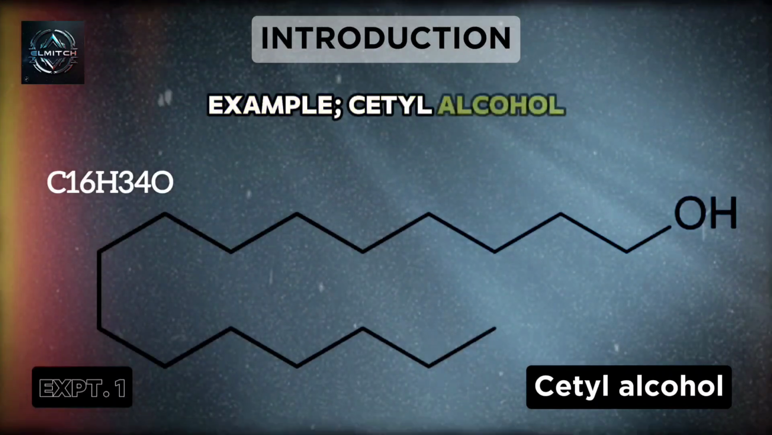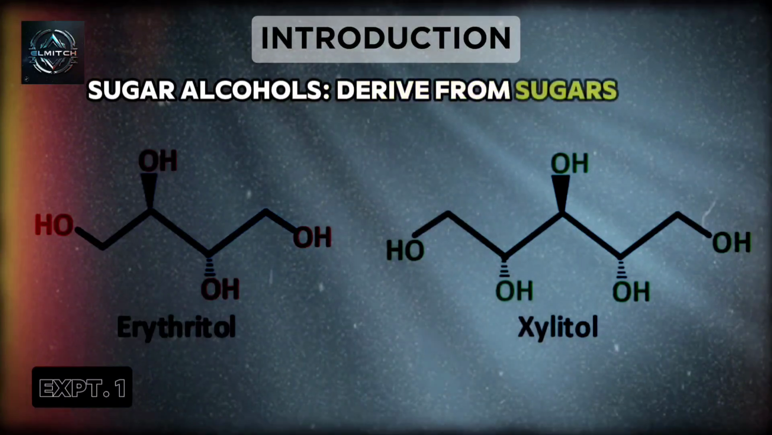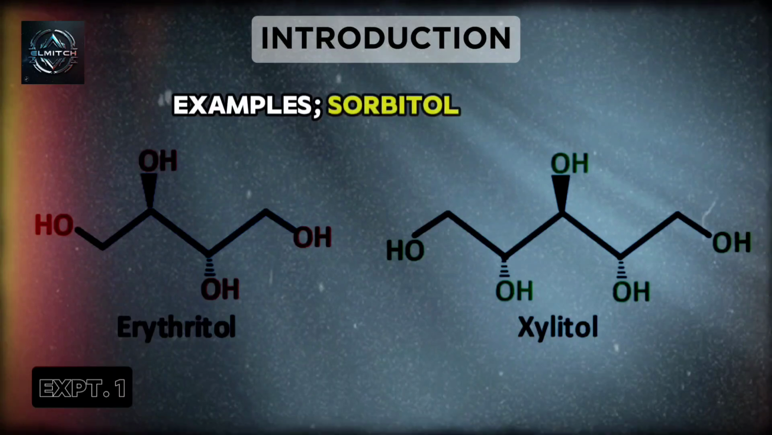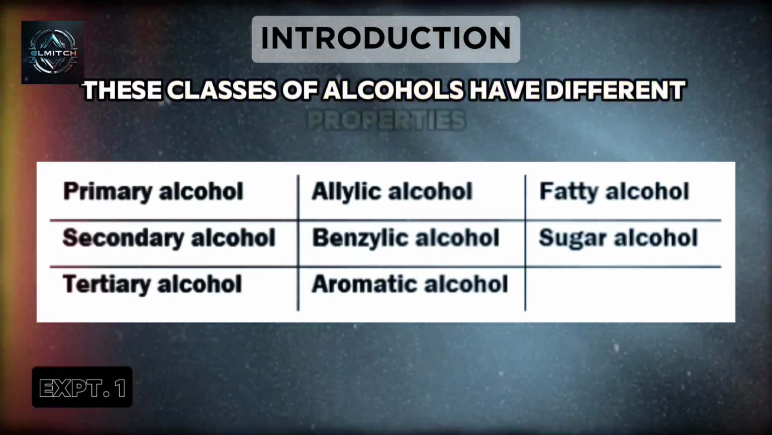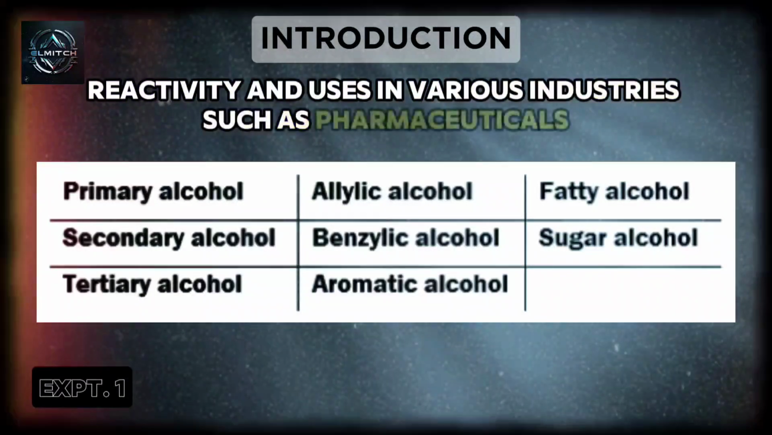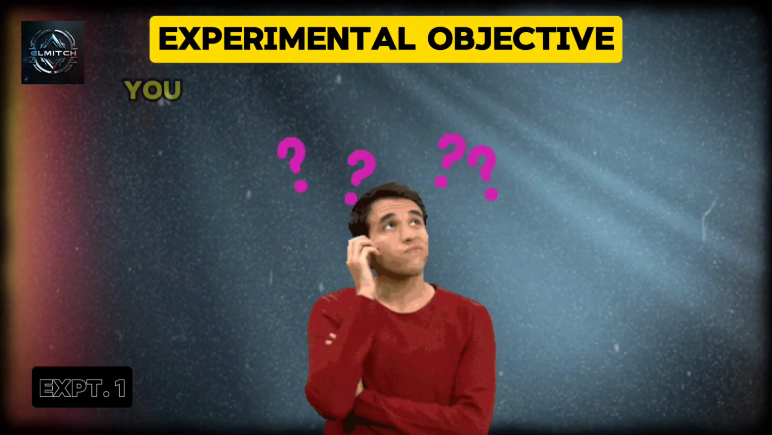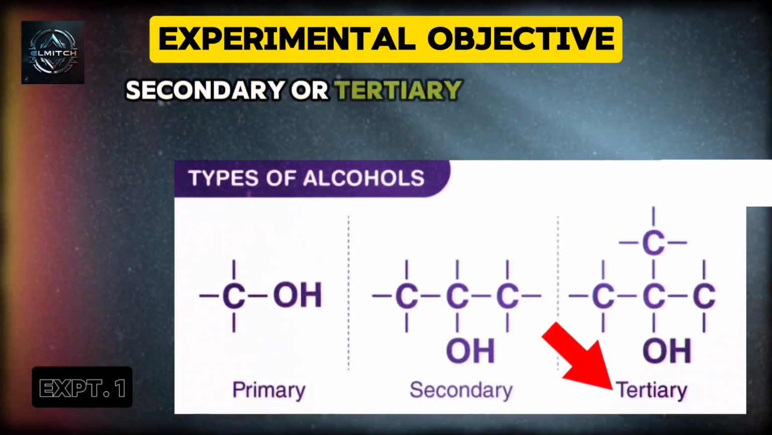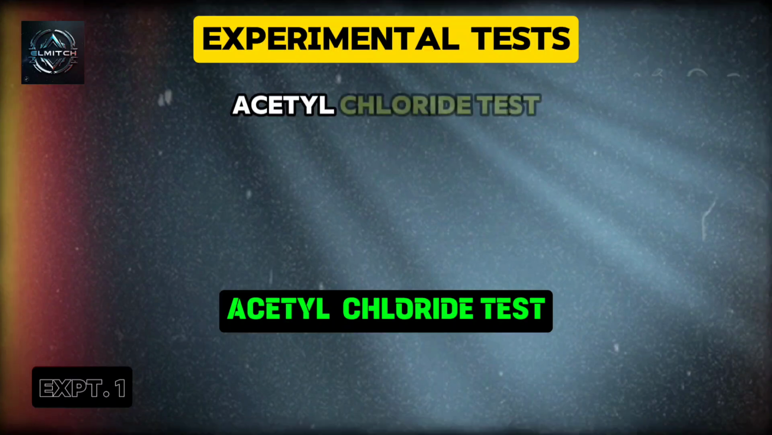Example: cetyl alcohol. Sugar alcohols are derived from sugars and have a hydroxyl group attached. Examples: sorbitol, xylitol. These classes of alcohols have different properties, reactivity, and uses in various industries such as pharmaceuticals, cosmetics, and fuels. In this experiment, you will be able to identify the presence of primary, secondary, or tertiary alcohols in different samples. Acetyl chloride test.